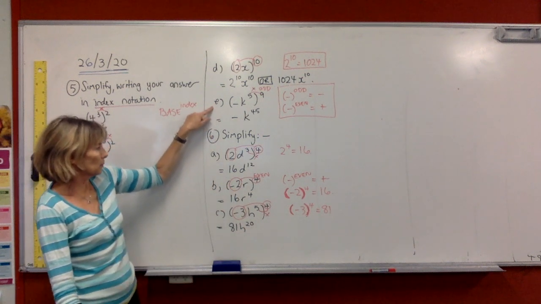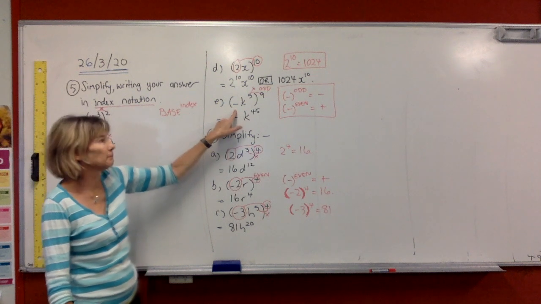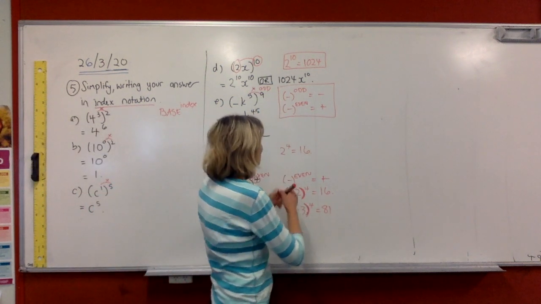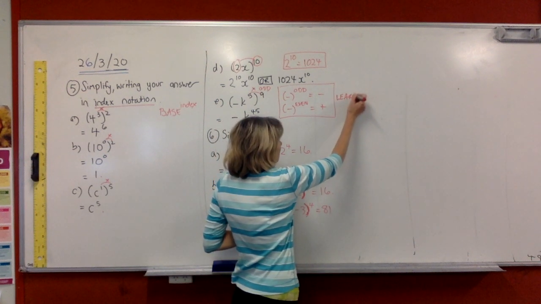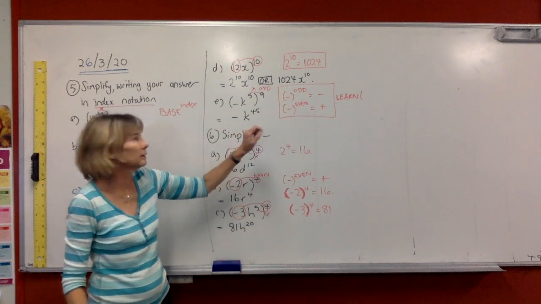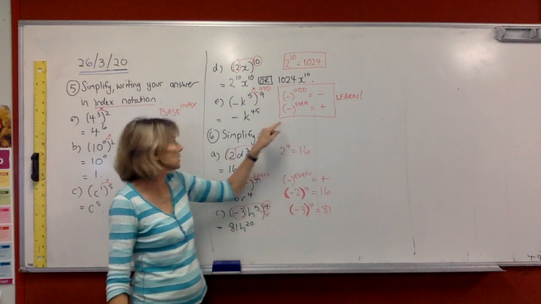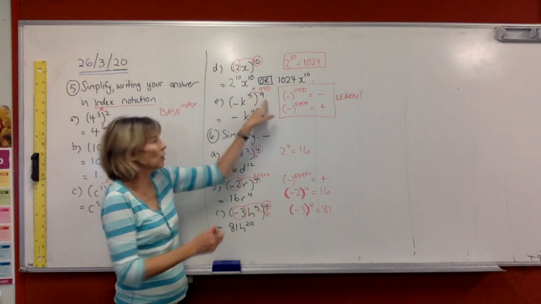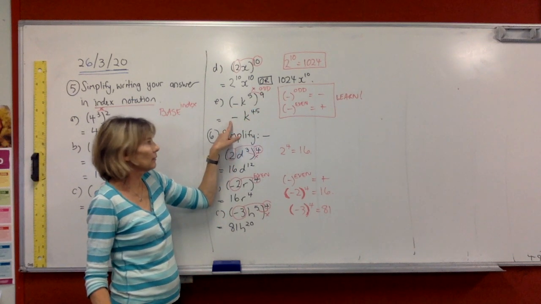Alright, the next couple. Now these are starting to get a little bit confusing because we have a negative in here. So you do need to know this. It is really helpful if you learn this. So a negative to an odd power equals a negative. A negative to an even power equals a positive. Here we have a negative to an odd power. 9 is an odd number. So we know we're going to get a negative here.